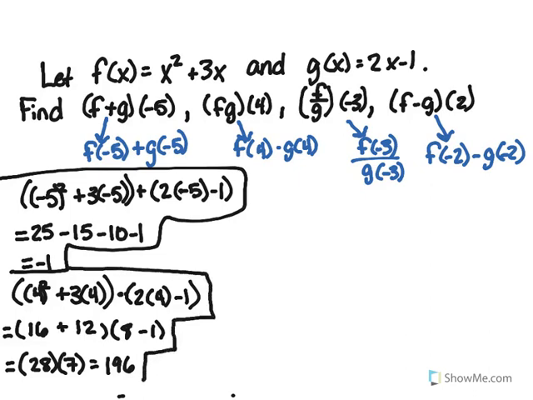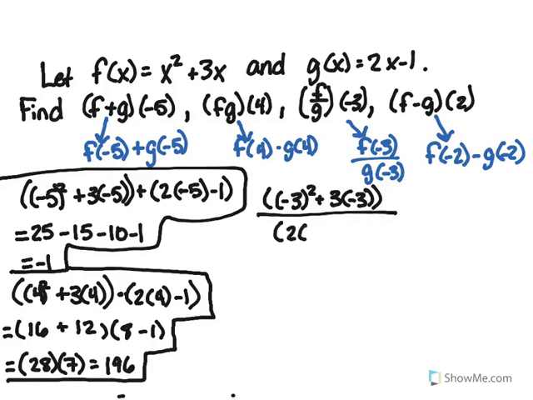Let's do f divided by g of negative 3. So we're going to have f of negative 3. So we have negative 3 squared plus 3 times negative 3, over 2 times negative 3 minus 1. And we're going to get 9 minus 9 over, and it doesn't even matter what it's over, right? Because 9 minus 9 is 0, so we're only going to get 0 back.